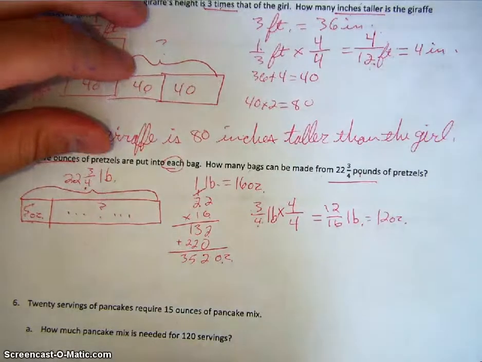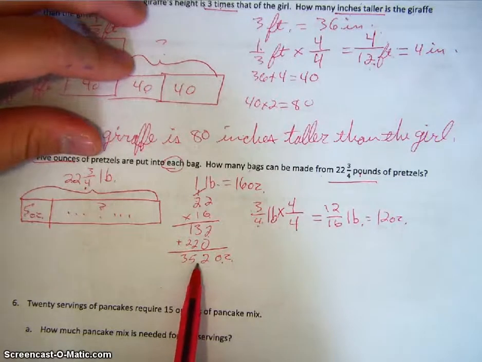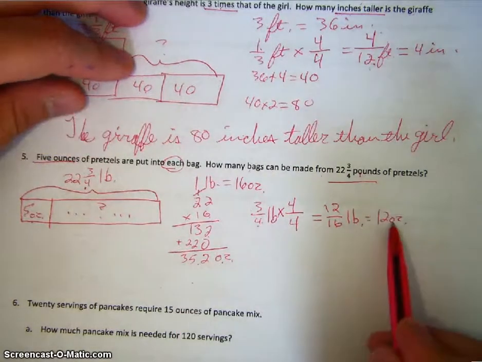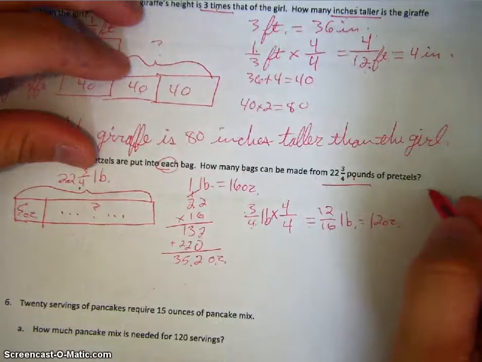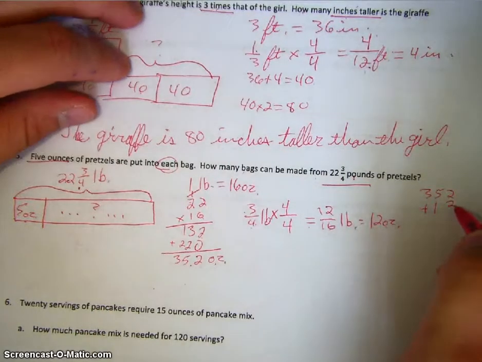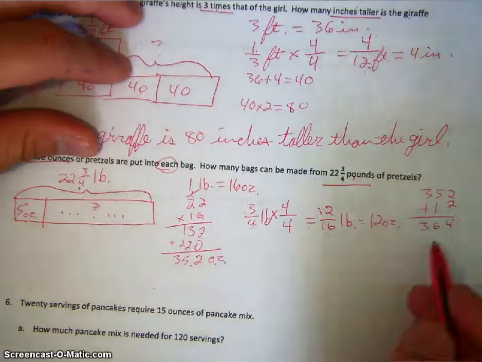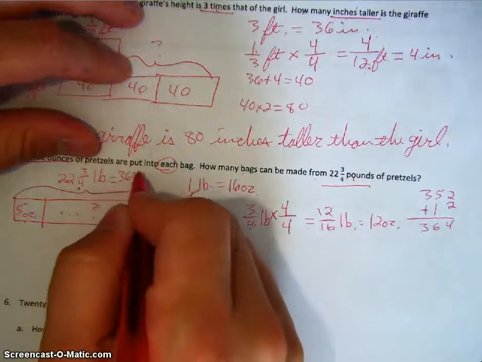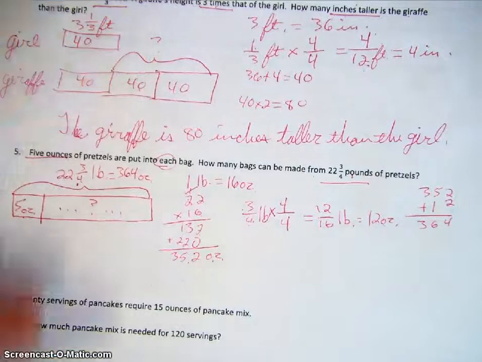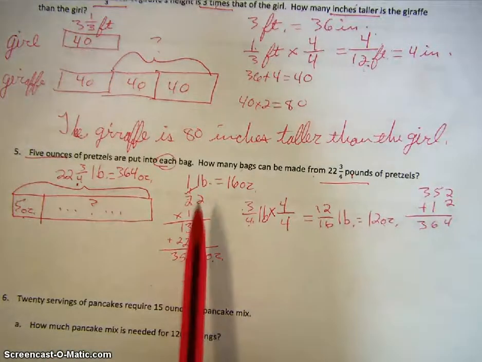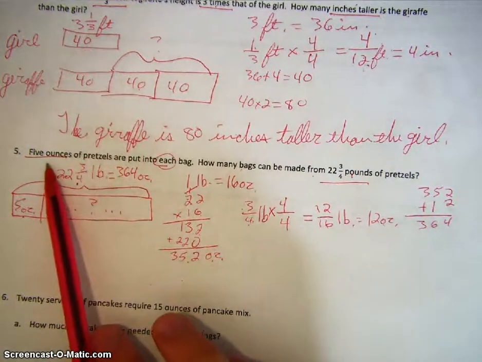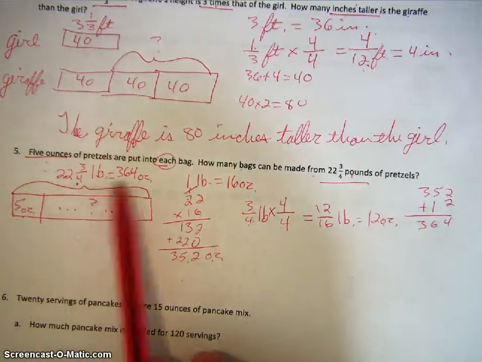Now we've got to combine our 352 ounces with our 12 ounces. So now we're going to add those two up. So now we have a total of 364 ounces. So that's the weight of the pretzels in ounces to start. Now we go back to our question, and remember that we're trying to create bags of 5 ounces. So we need to find out how many groups of 5 are in 364.